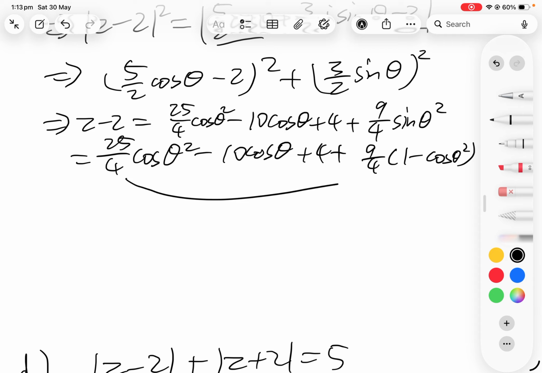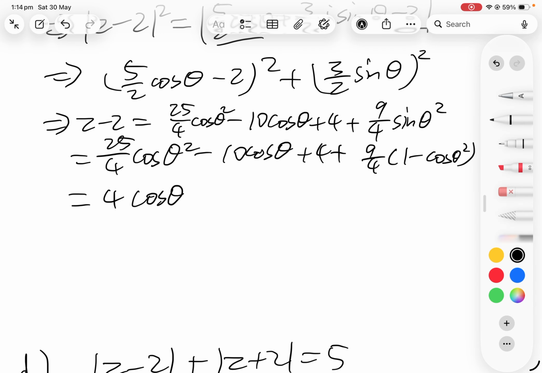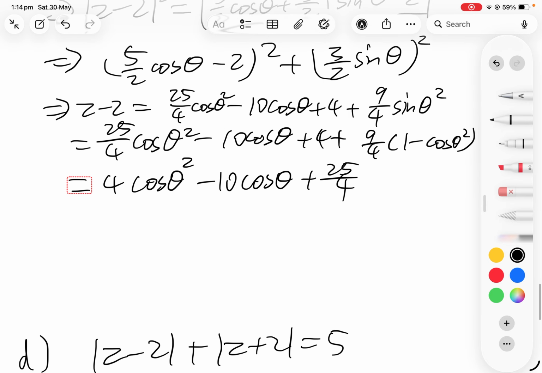So basically, let's take this because it's a minus sign. So that just equals 16 over 4. Oh, that's just 4. Yeah, 16 over 4. So it becomes 4 cos theta squared. Take 10 cos theta, because that's not affected. And then we have to add this thing. So it'll be 16, so it'll be 20 plus 25 over 4. And we are still pretty far from the answer.